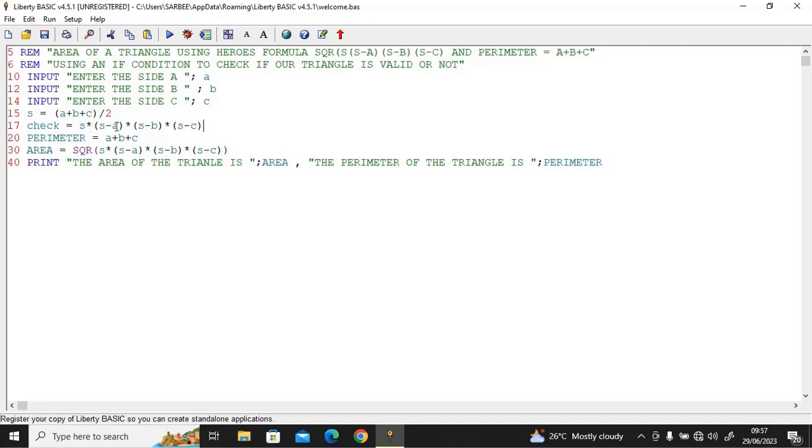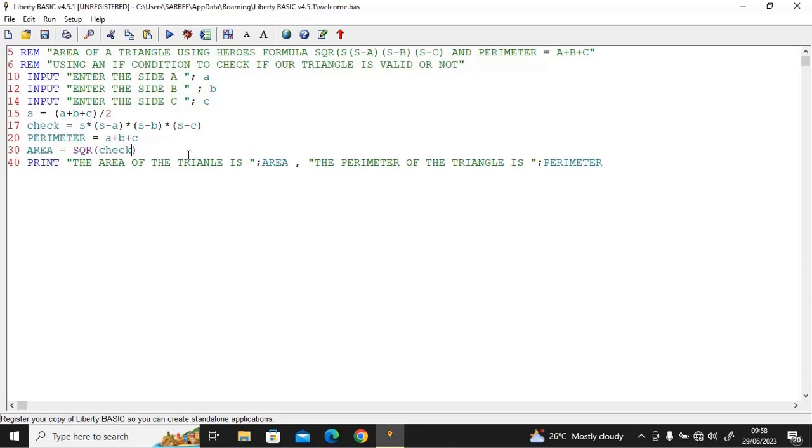If what is here is negative, then it should print an invalid triangle. But if it's positive, it should run this particular thing. So that is what I want to do. Now I cannot change this square root here, but I can put check here since I've declared it. So square root of check. Square root of check is this. So now I can make my condition.